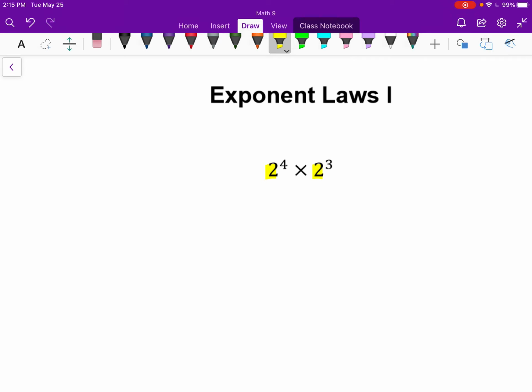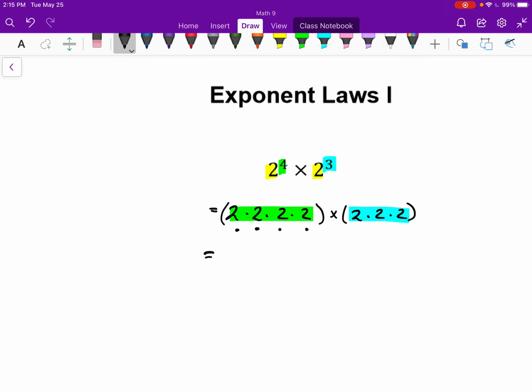In this case, if I think about what this means, 2 to the power 4 means 2 times 2 times 2 times 2. I'll use a dot, it's a bit faster. And then times 2 to the power 3, which is 2 times 2 times 2. So 4 2's over here, 3 2's over here. Well, I don't really care about evaluating this. I just care to realize that in the end, I have a total of 1, 2, 3, 4, 5, 6, 7 2's all multiplied to each other. So this must be the same as 2 to the power of 7.